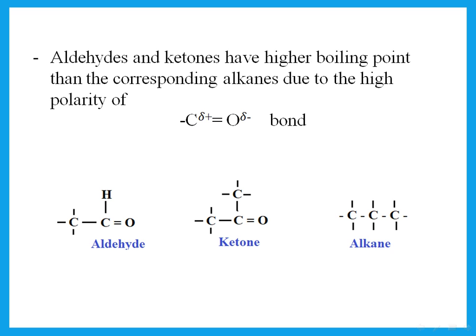If we look at the structure of an aldehyde and a ketone, an aldehyde, we said, has a CHO at the end. A ketone has a C double bond O in the middle. So both of them have the C double bond O, which is a polar part of the molecule, and this causes the aldehydes and ketones to have higher boiling points than the corresponding alkanes. Remember that aldehydes and ketones have dipole-dipole interactions, so they have a higher boiling point than an alkane that only has the weak van der Waals forces between its molecules.